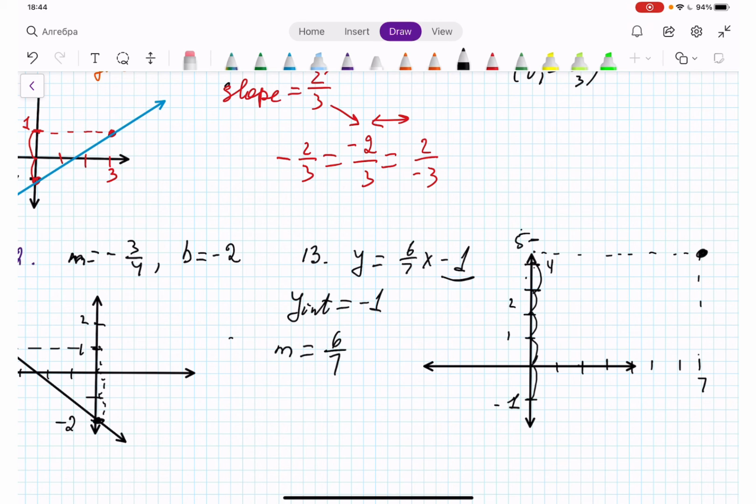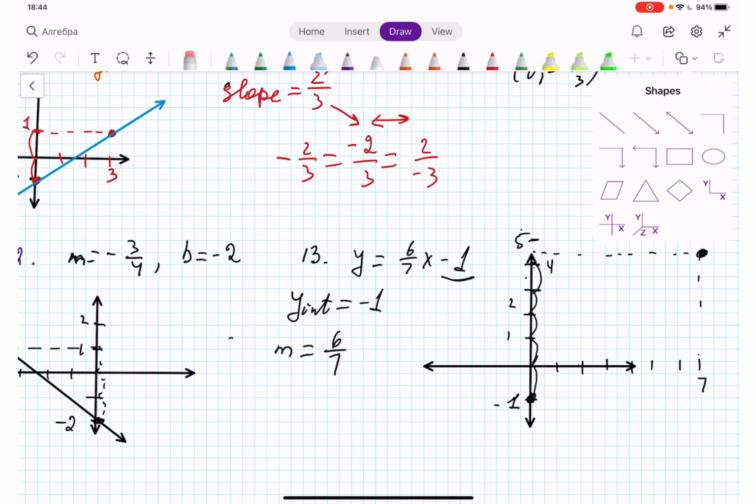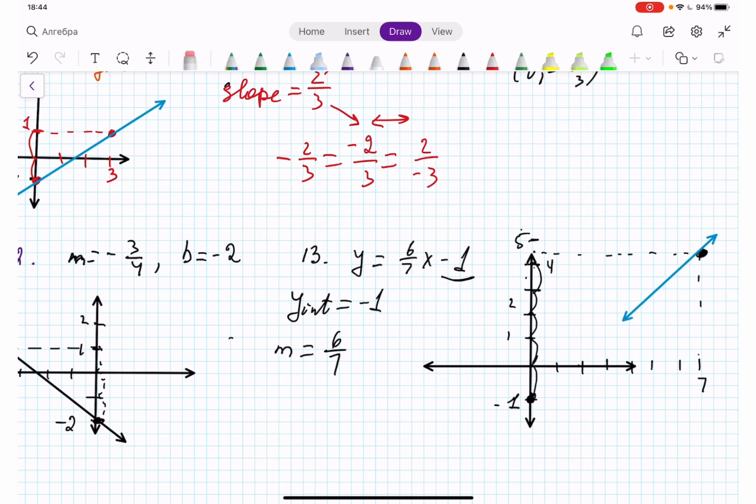Second point. This is the first point and the second point, and the graph is going to look like this.